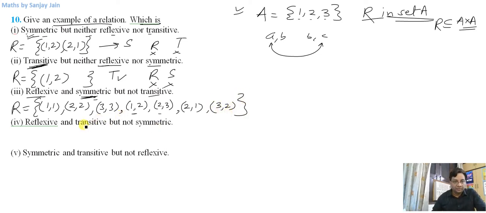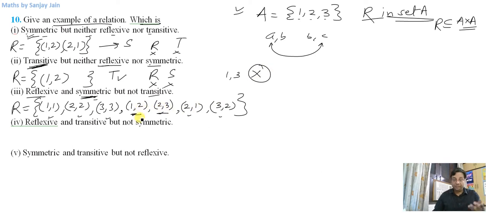So this relation, if you see, is reflexive because I have got all the doublets. This is symmetric because 1 comma 2 is here, 2 comma 1 is here, 2 comma 3 is here, 3 comma 2 is here. So it is symmetric. What about transitivity? I have taken 1 2 and 2 3, but I have avoided taking 1 3 intentionally. So it makes it not transitive, right?